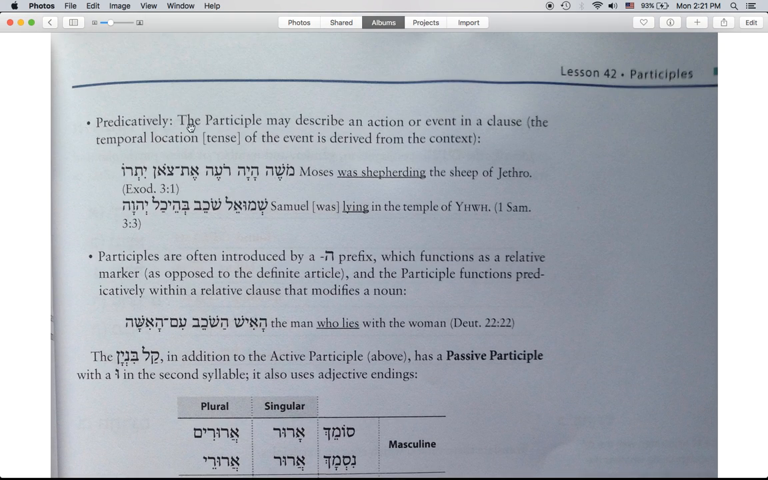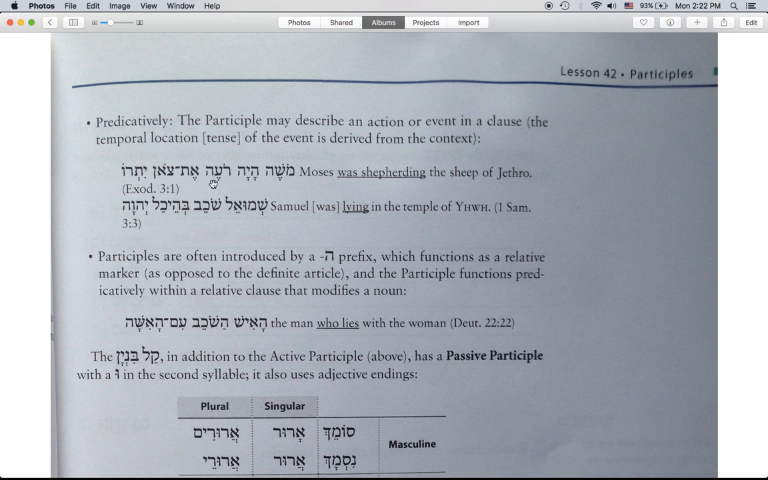The participle can also function as the predicate. The participle may describe an action or event in a clause. The temporal location, or the tense, the time that this is taking place, is derived from the context. The participle does not tell us anything about time. All the time, or the temporal location, comes from the context. Let's look at Exodus 3:1 as an example.